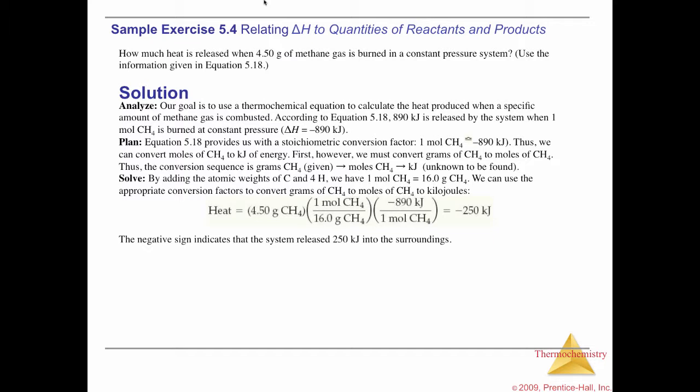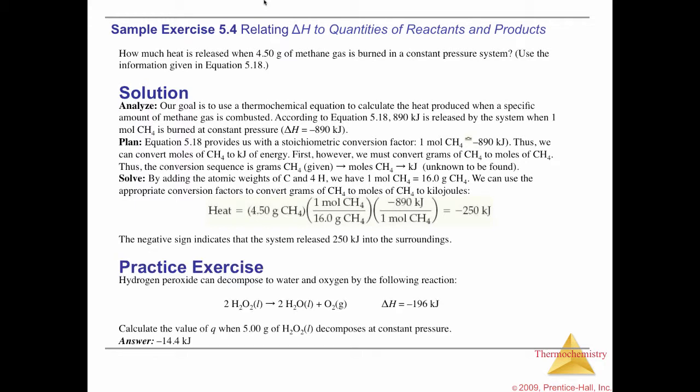We're multiplying by the first conversion factor, which converts grams of methane to moles of methane using the molecular weight, and then the second conversion, which converts moles of methane into kilojoules, and this again was accomplished by using equation 5.18. Our final answer then is negative 250 kilojoules. The negative sign indicates that the system released 250 kilojoules into the surroundings.